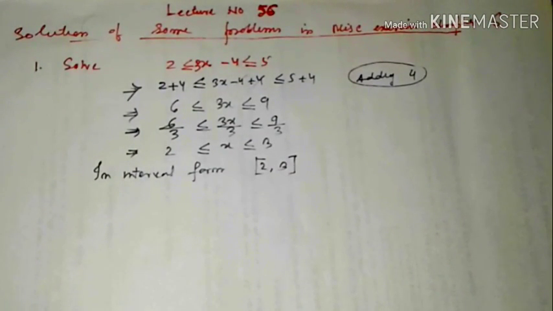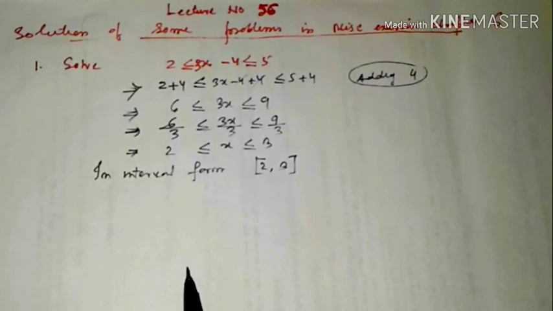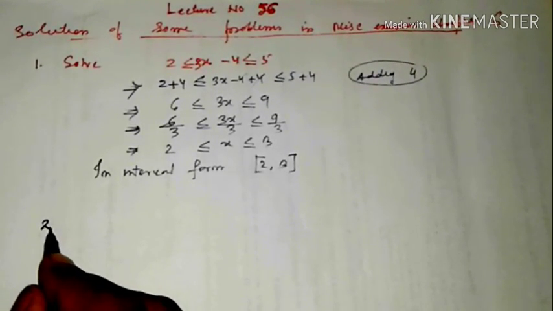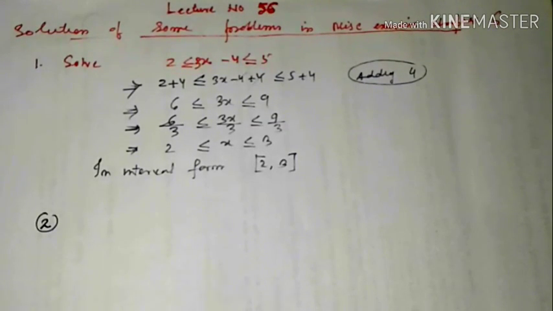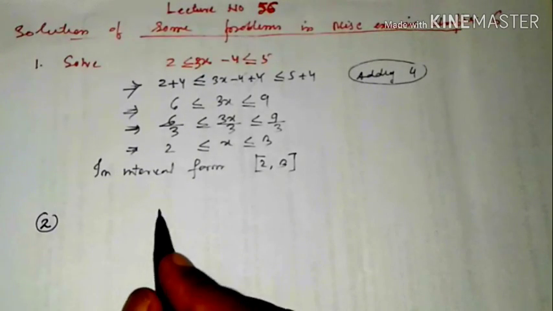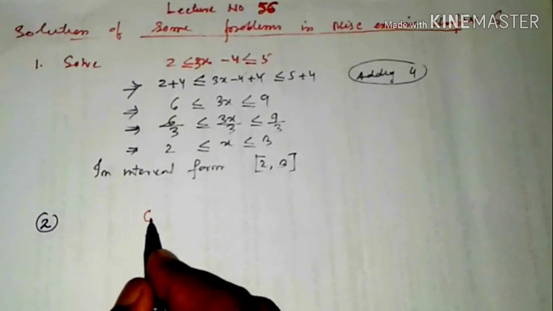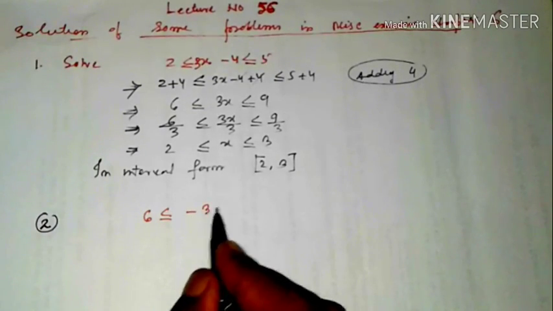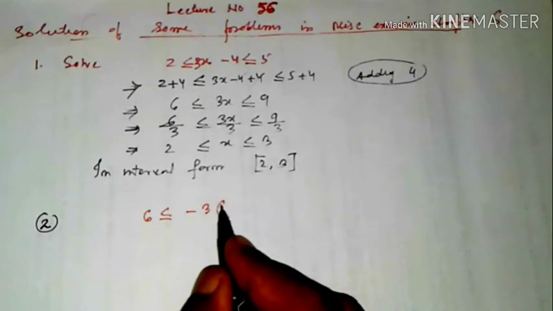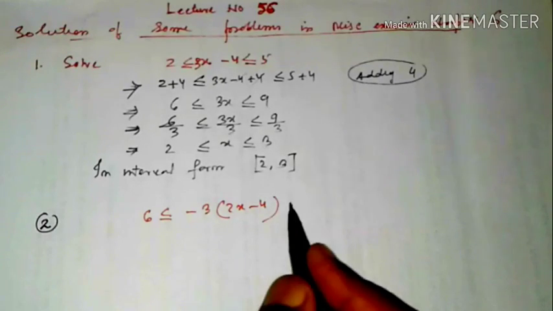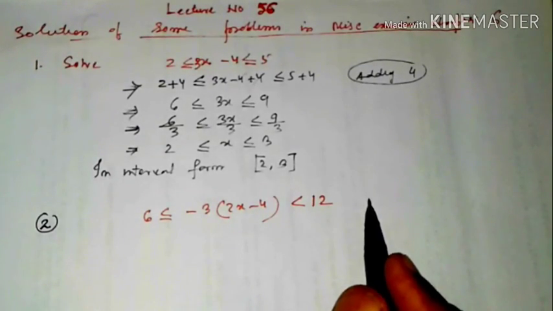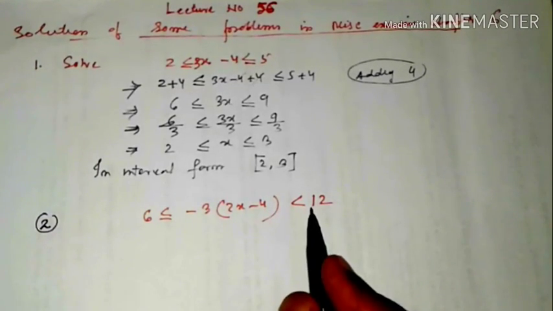This is next problem, that is question number 2 here. Here this is 6 less than equal minus 3 into 2x minus 4 less than 12. This is less than equal, this is less than.